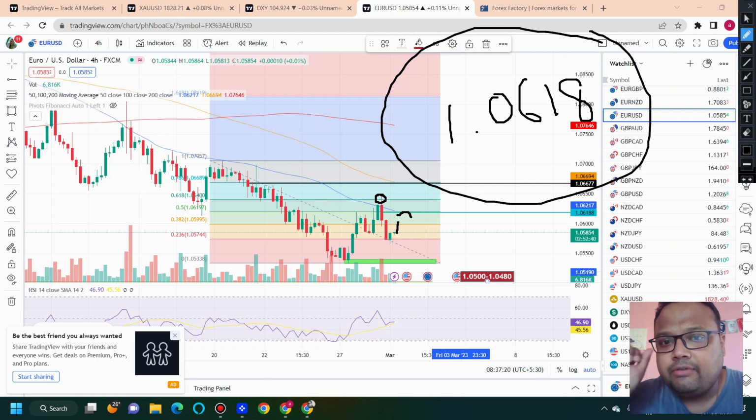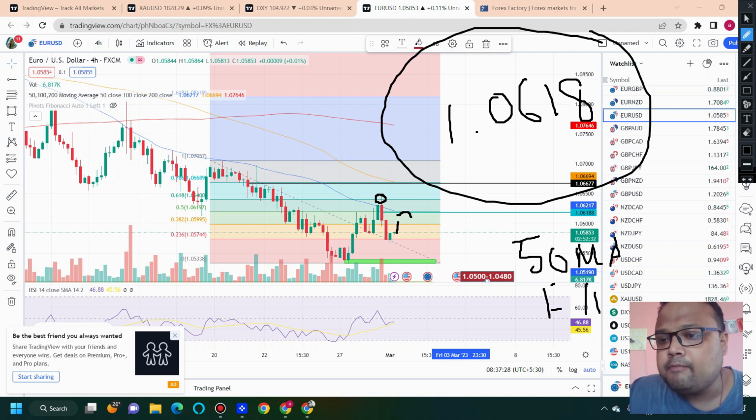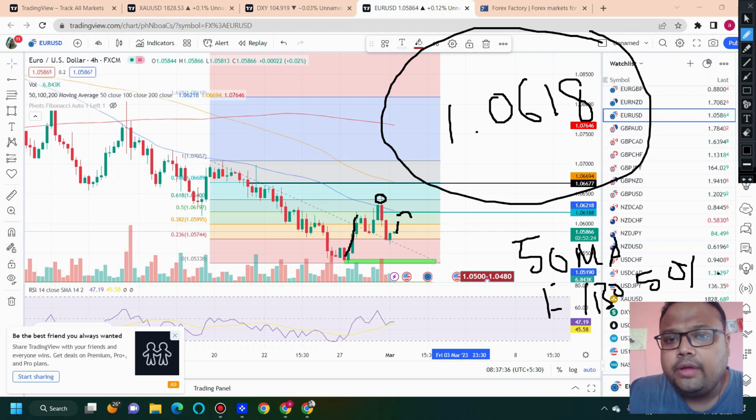Because we have Fibonacci 50 as well as we have the 50 moving average. Listen to me carefully. 50 moving average plus Fibonacci 50% retracement level. Both are very strong. If market reverses from this particular level here, we have a head and shoulder formation, and there will be a high chance that market will be going down.